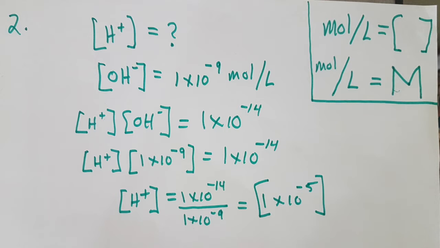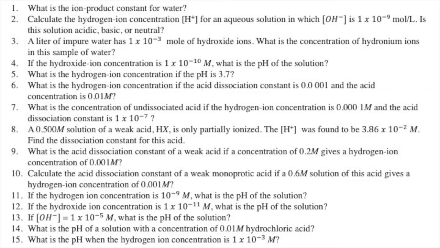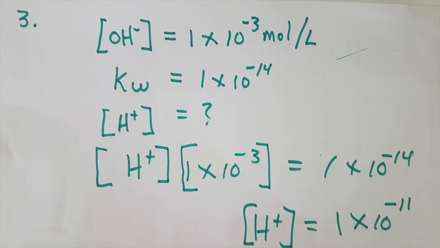Now, number 3. A liter of impure water has 1 times 10 to the negative 3 mole of hydroxide ions. So it's in a liter, and that's how many moles, so the molarity is 1 times 10 to the negative 3 molar. What is the concentration of the hydronium ions in this sample of water? So there's the hydroxide ion concentration. So it's 1 times 10 to the negative 3 moles per liter. The Kw is 1 times 10 to the negative 14.